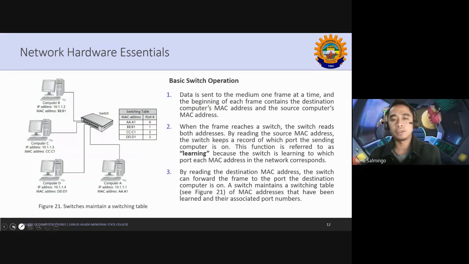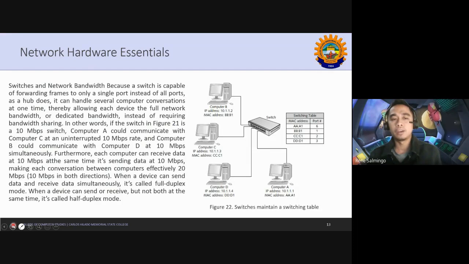So that's a switch. And a switch is also capable of forwarding frames to only a single port instead of all ports, because a hub does it by sending to all ports. So a switch can handle several computer conversations one at a time, thereby allowing each device the full network bandwidth. So dedicated bandwidth instead of requiring bandwidth sharing.